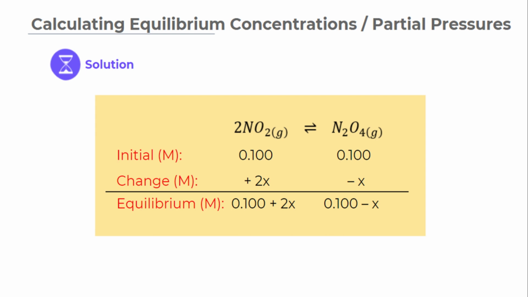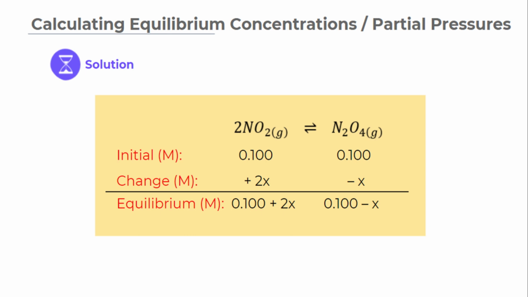Tabulate the concentrations. Initially, the reaction mixture consists of 0.100 molar nitrogen dioxide and 0.100 molar dinitrogen tetroxide. Since the shift of equilibrium is to the left, the concentration of the dinitrogen tetroxide is reduced while the concentration of nitrogen dioxide is increased. Let X be the concentration of the dinitrogen tetroxide consumed. The concentration of nitrogen dioxide added is 2X.